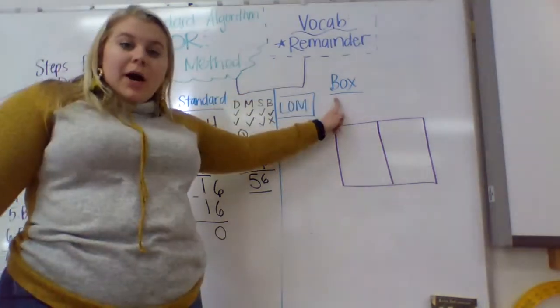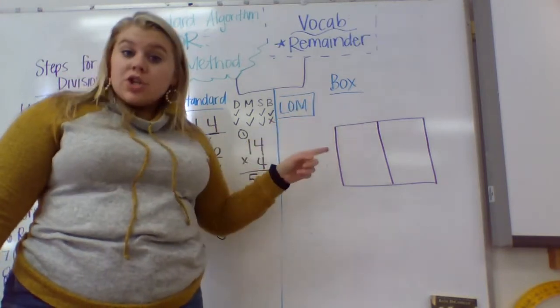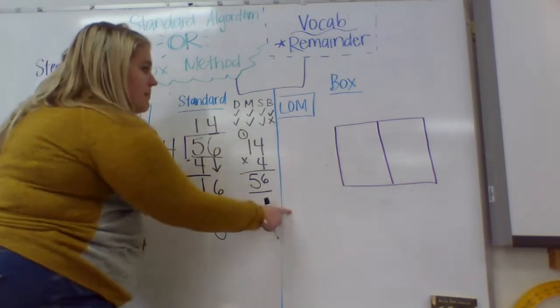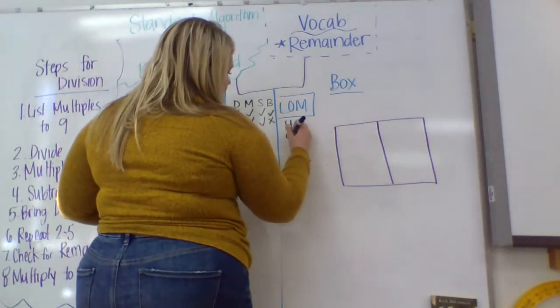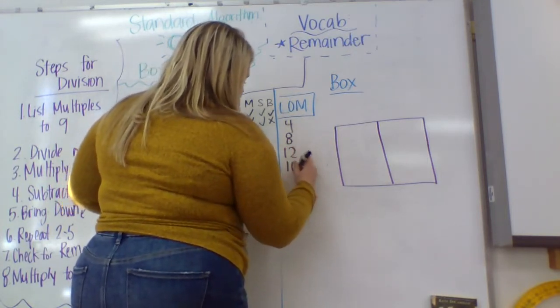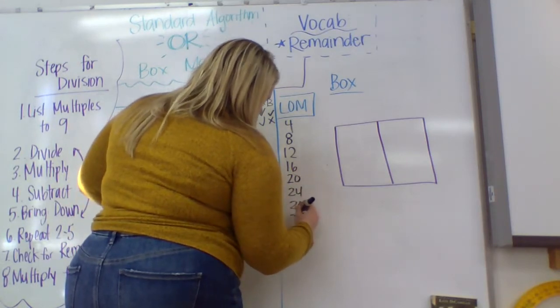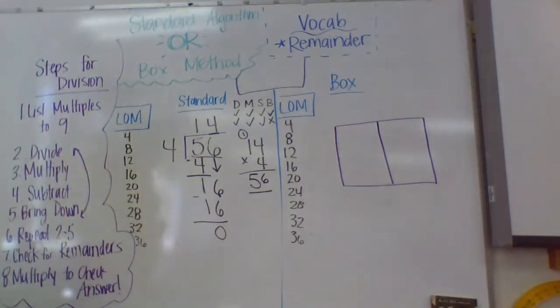Now we're going to look at the box method of division. My students last year, most of them chose to use box method, so I'm going to show it to you. Same thing. We list our multiples. The first 9: 4, 8, 12, 16, 20, 24, 28, 32, 36. So you list your multiples.